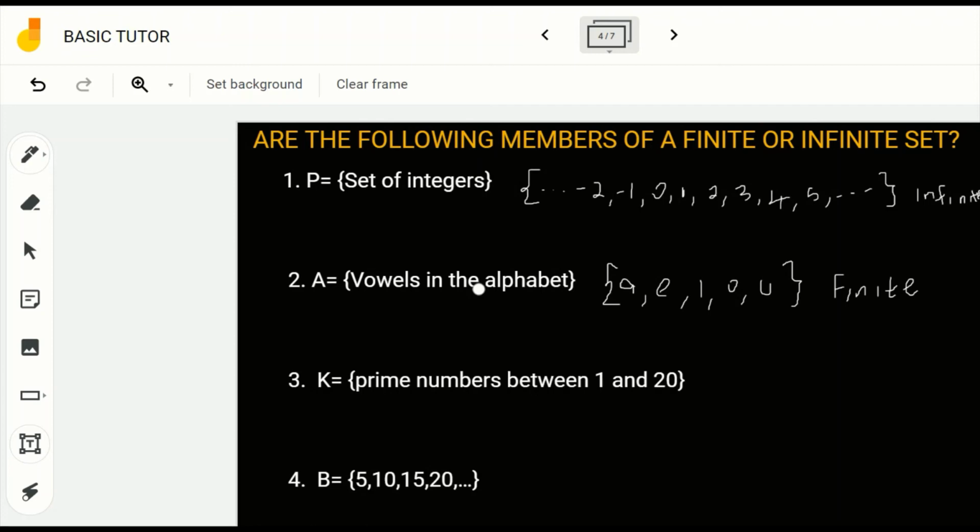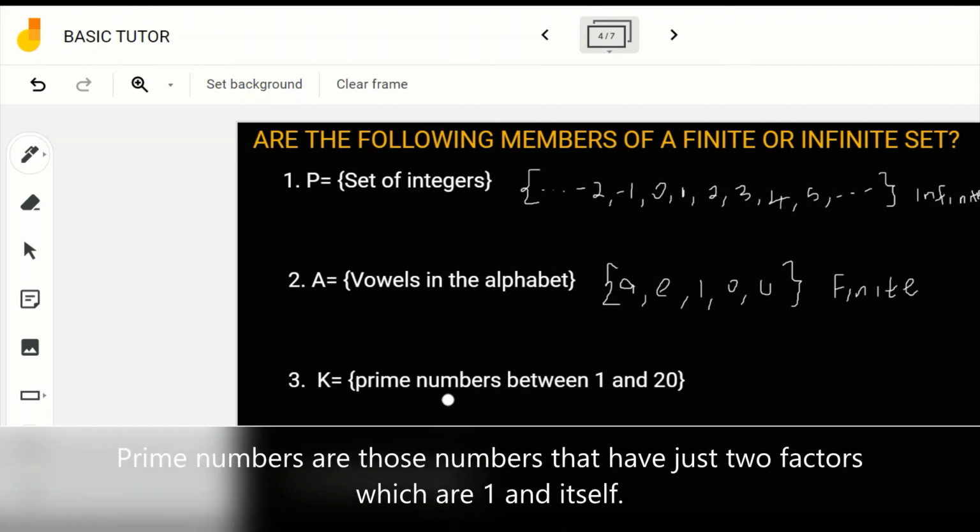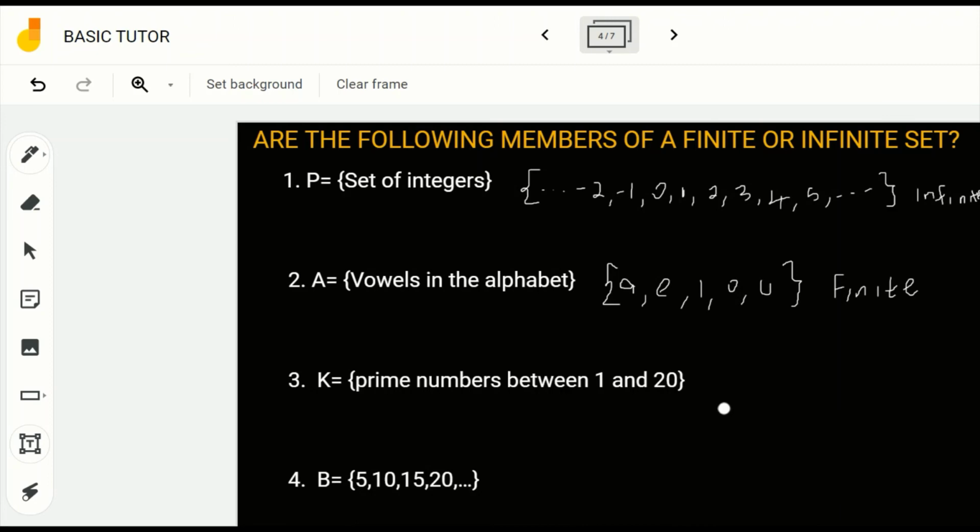Good. Let's look at question 3. K is prime numbers between 1 and 20. So what are prime numbers? Prime numbers are those numbers that have just 2 factors, which are 1 and itself. So what are the prime numbers between 1 and 20?